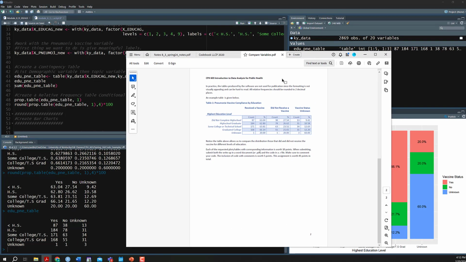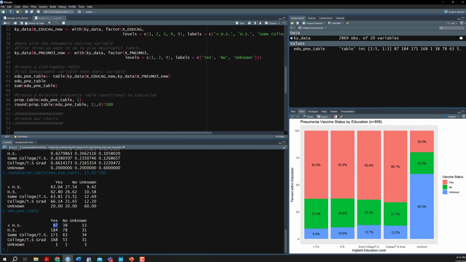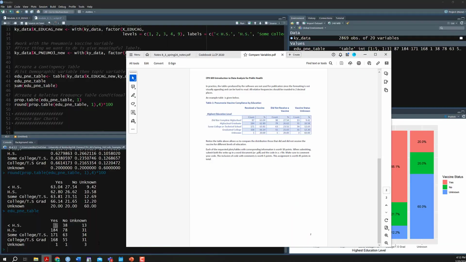So for example, looking here at the table with the counts, you'll see that for less than high school and yeses, there were 87. So you'll see the 87 right here. And then the corresponding percentage is 63.4. So you'll see the 63.4 here. So the table that you put in the worksheet will be a combination of both the table with the frequencies as well as the proportions conditional on the demographic variable.